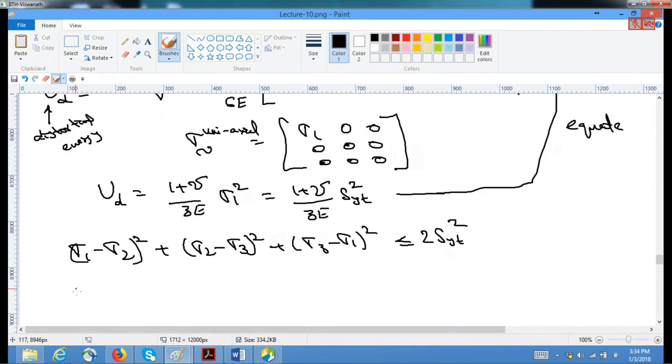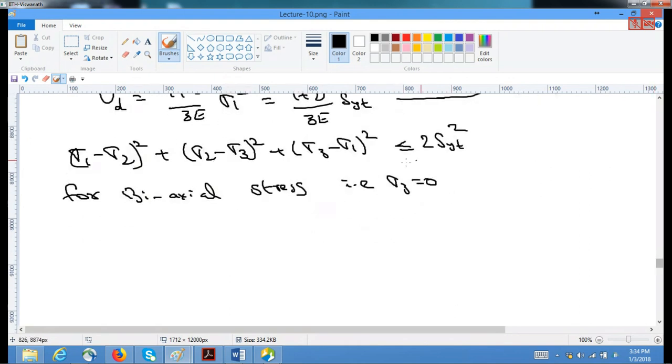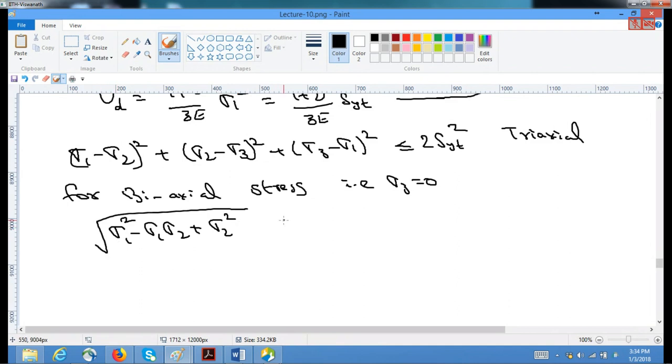For example, for biaxial stresses, that is when sigma 3 is equal to 0, it will become even easier. It is the square root of sigma 1 square minus sigma 1 sigma 2 plus sigma 2 square, which has to be less than SYT. That is the yield locus.